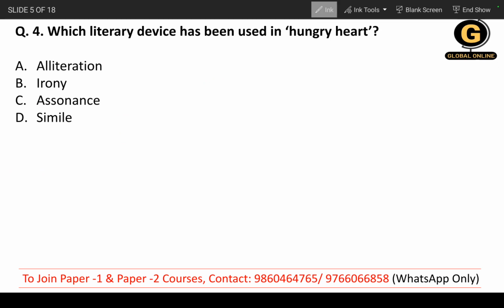Fourth question. Which literary device has been used in Hungry Heart? So, Hungry Heart, there is a consonant sound repetition, right? We have discussed simile, there is no comparison. We have discussed irony, there is no irony here. So, it would not be the answer. Then, alliteration. Alliteration simply talks about a consonant sound repetition. Where you can see in a sentence that there is a consonant sound repetition, that is alliteration, okay?